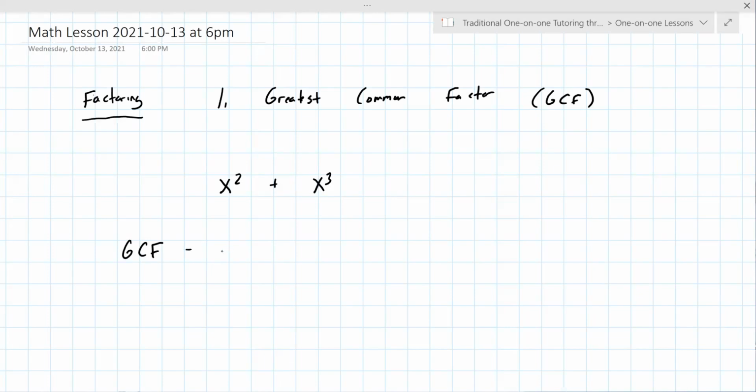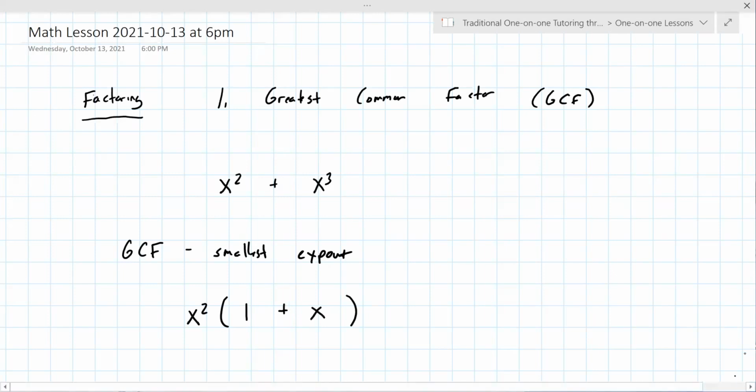In this case, you look for the smallest exponent. What is the smallest exponent between 2 and 3? 2. So you write x squared out here, and I'm going to write the answer, and we're going to talk about why it's the answer together. So the greatest common factor is x squared.